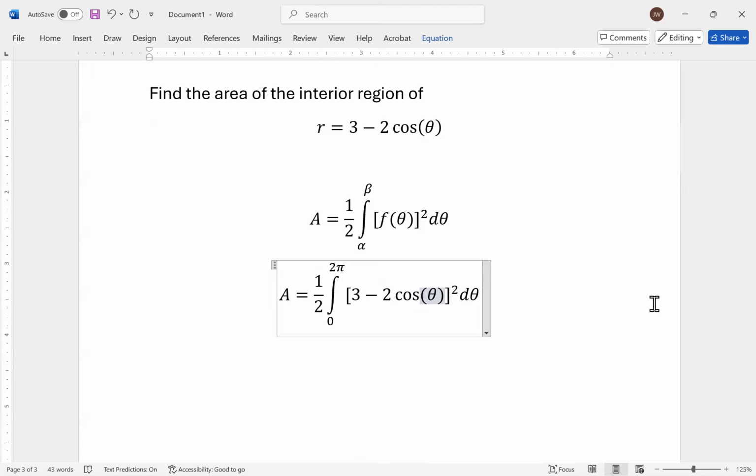Be very careful when you do that because that needs to be inside of parentheses. And the square needs to be applied to this entire function. If you only square the cosine, that's not going to be the same thing. So be careful when you do that. When I type that into my calculator, I got approximately 34.56, which if I wanted to give an exact value, it's actually 11 pi.